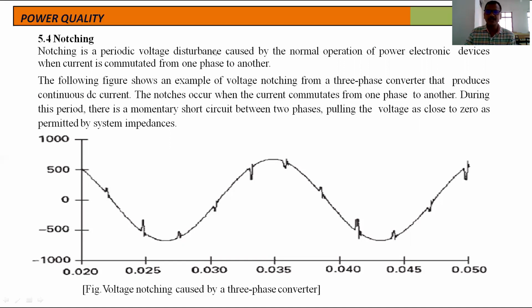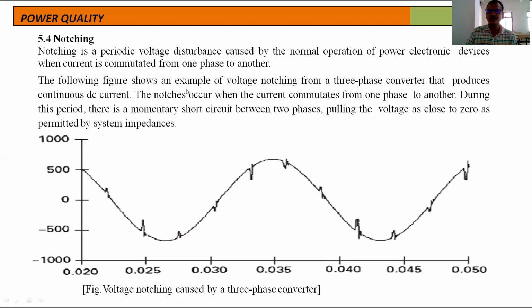Notching is a periodic voltage disturbance caused by the normal operation of power electronic devices when current is commutated from one phase to the other phase. When current is commutated from R phase to the next, Y phase, there is a disturbance during the switching time. Every phase it will come: R phase, Y phase, B phase, again R phase, Y phase, B phase. This periodic voltage disturbance caused by normal operation of power electronic devices is called notching.